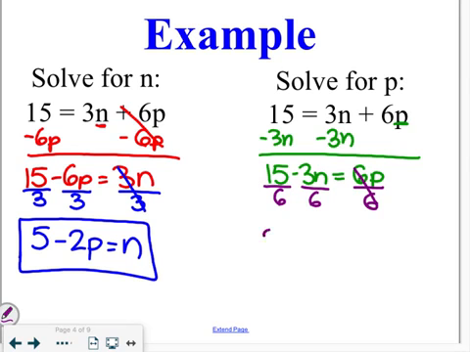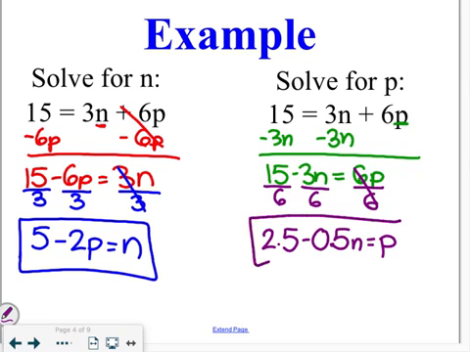So I end up with 2.5 minus 1/2 n is equal to p. So you're able to rearrange for either variable so that, depending on what they ask, you can solve for n or you can solve for p.